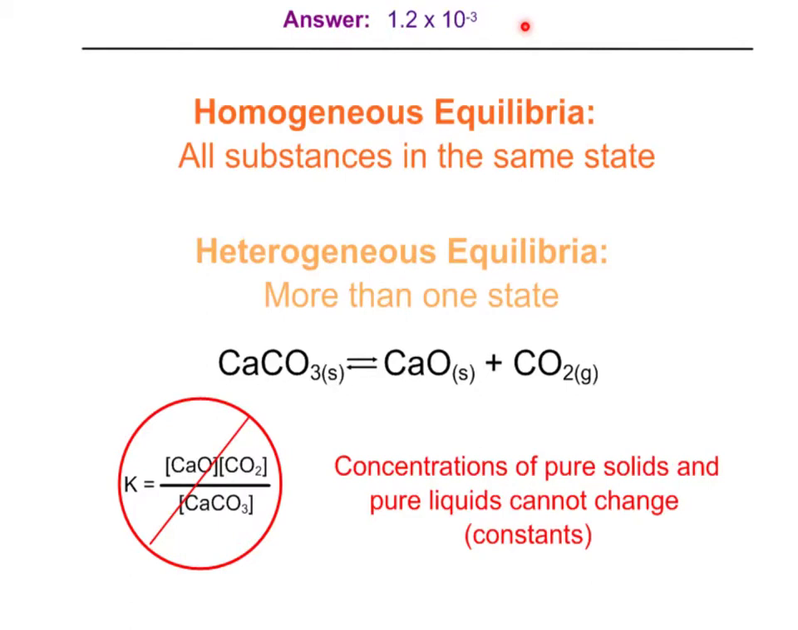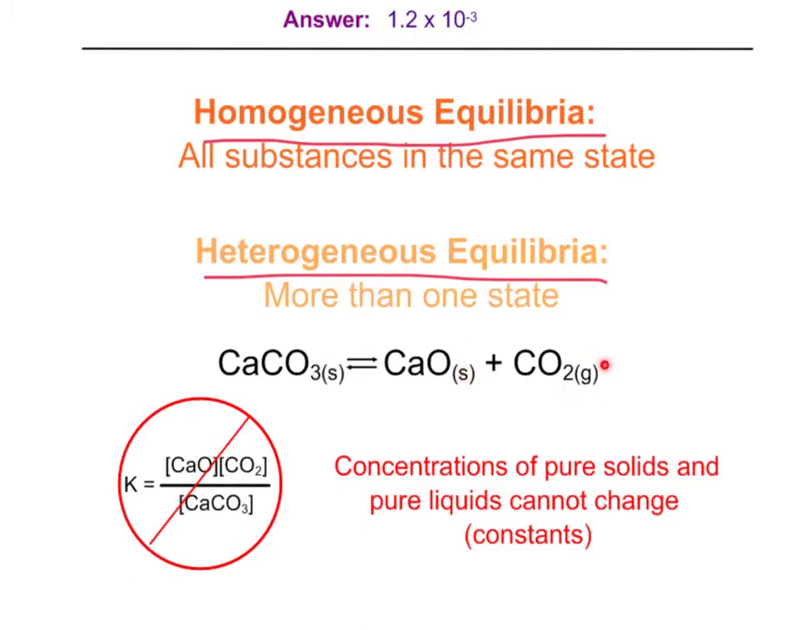Let's look at one final idea, and that is that there is a difference between homogeneous equilibria and heterogeneous equilibria. And you're going to like this because it's much more simple for heterogeneous equilibria. In fact, it's incredibly simple. First of all, let's look at what we've been looking at so far. We've been looking at homogeneous equilibria. They've all been in the same state. If we take a look at something that is not, like this heterogeneous equilibria, this has more than one state involved. We have solid, solid, gas.